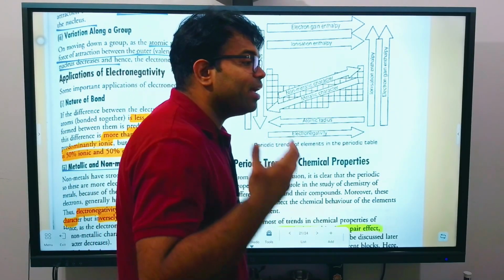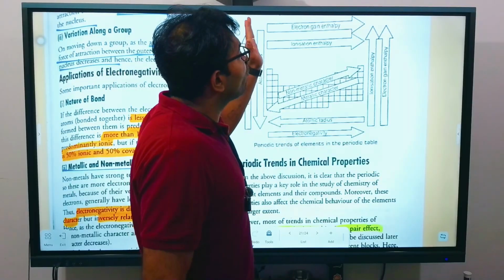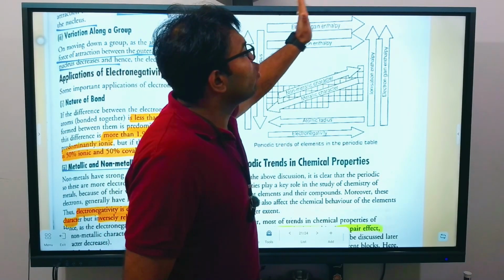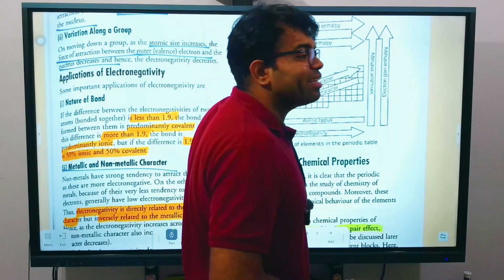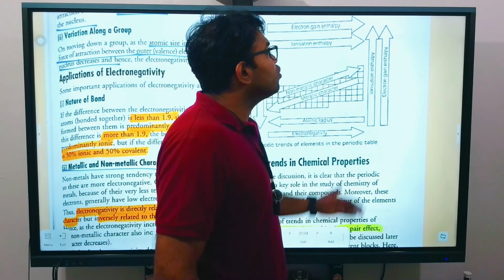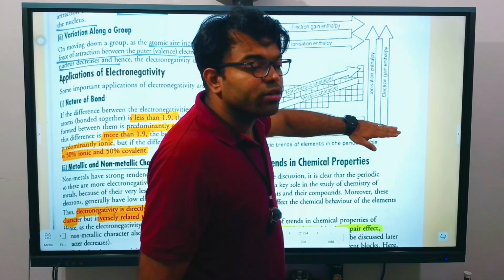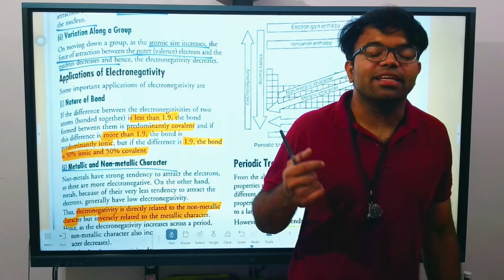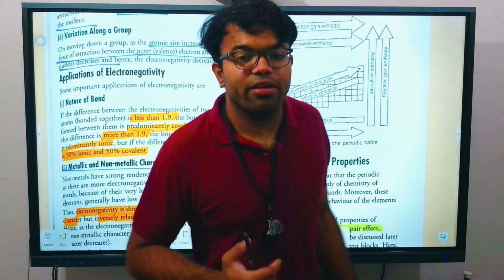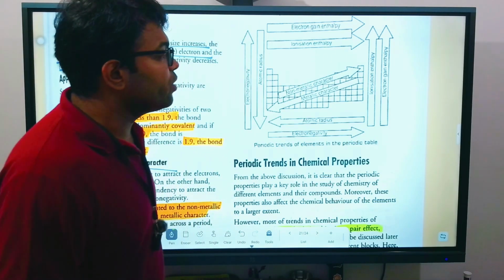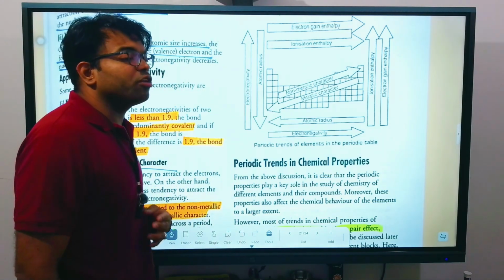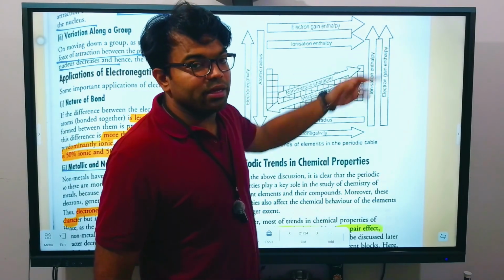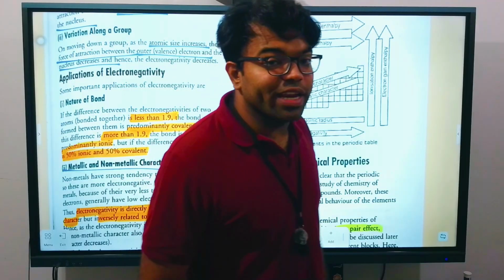The electron gain enthalpy actually increases as we go from left to the right. Same with ionization enthalpy. Both of them increase as we go from left to the right. Both the ionization enthalpy and the electron gain enthalpy also increase when we go from the bottom to the top. Why is it so? Because it is easier to attract an electron when you are small, and it is easier to remove an electron when you are big. What is the electron gain enthalpy? It is the energy released.